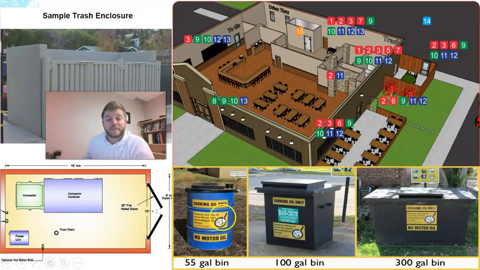And then you'll also need some place to put cooking oil. And that could be anywhere outside, but as you can see, there's a bunch of different size bins that you could get. So this gives you an idea that it's not just the inside that we're worried about, but all of the areas that work together.